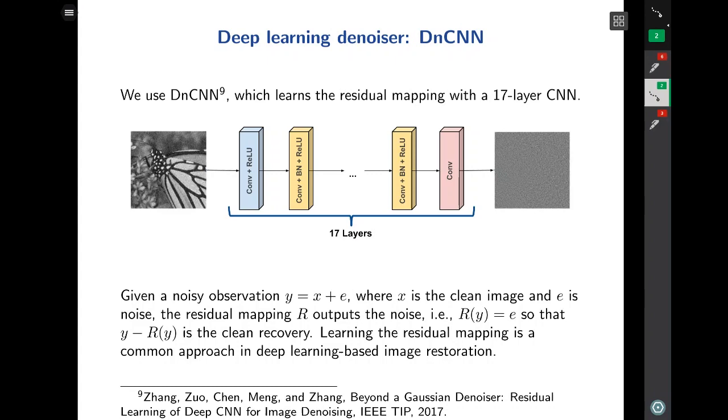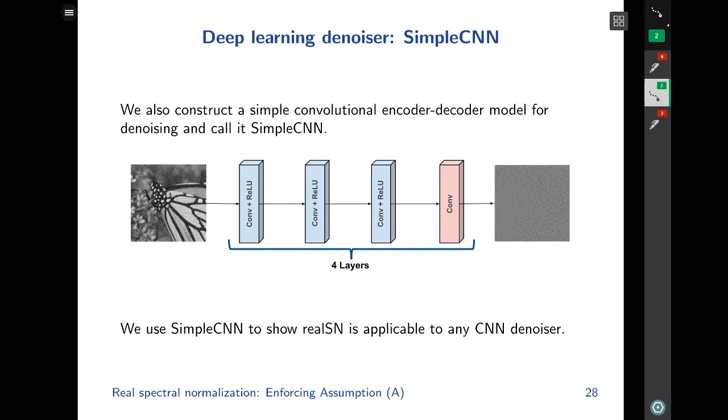We also use SimpleCNN, a simple convolutional encoder-decoder model for denoising. This figure illustrates the architecture of SimpleCNN. There are 4 layers in total, and the first 3 layers are convolutional layers composed with ReLU nonlinearities. We do not use batch normalization. The last, the 4th layer, is a simple convolutional layer. SimpleCNN is not as good as DnCNN. We use SimpleCNN to show that real spectral normalization is a technique applicable to any CNN denoiser, not just DnCNN.